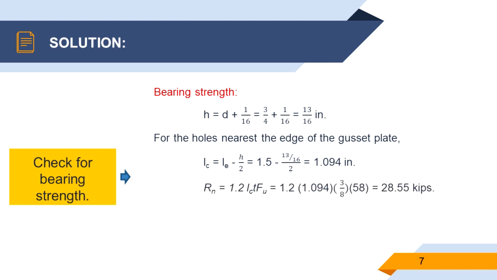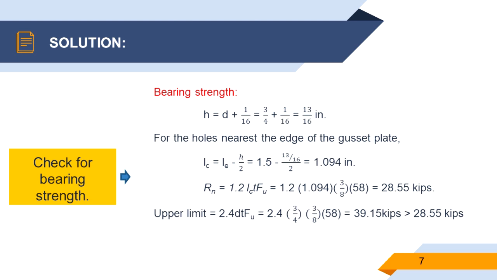We will now solve for Rn, which is equal to 1.2 Lc t Fu, and substituting the values, we get 28.55 kips. We will solve now for the upper limit, which is equal to 2.4 d t Fu, and substituting the values, we get 39.15 kips, which is greater than 28.55 kips. We will now use Rn equal to 28.55 kips for this bolt.